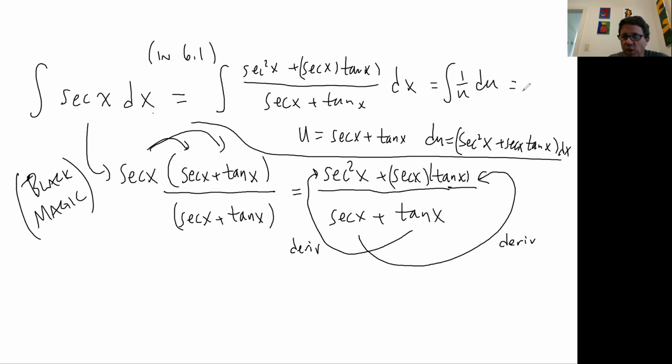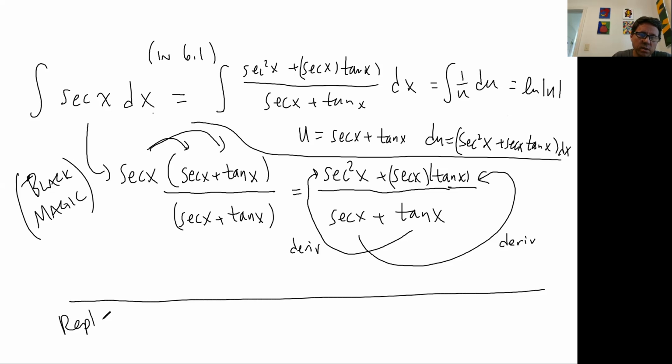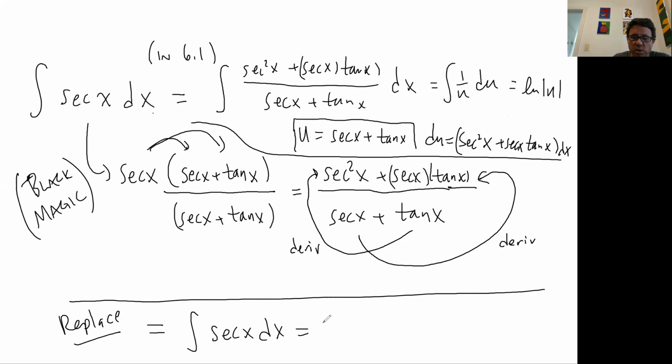And if we just finish it off, we get the natural log of u. I don't have enough space, so skip down here to the bottom. I replace, and I will get that the integral of secant x dx is the natural log of u, where u is this crazy substitution. It's the natural log of the secant plus tangent plus c. So, yeah, there it is.